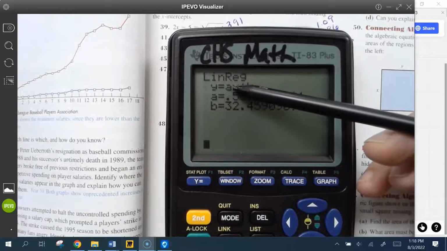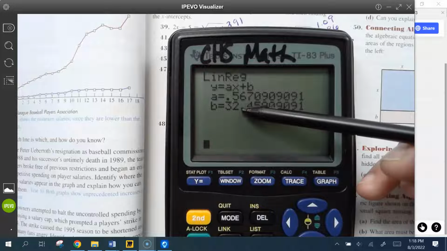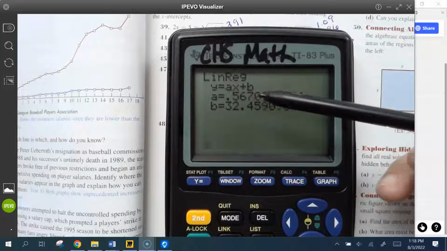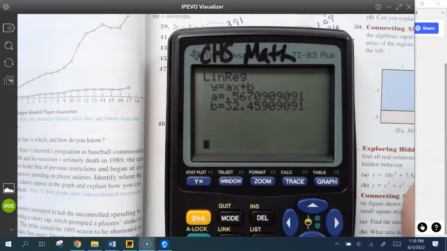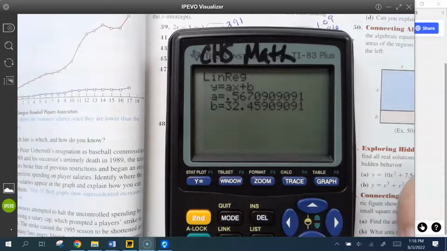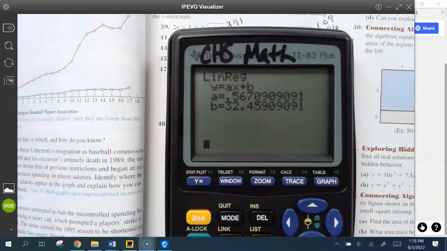You see my equation, AX plus B. Here's my A and here's my B. So 0.56X plus 32.46. And that's your equation. And then you're just going to use that equation to answer the questions.